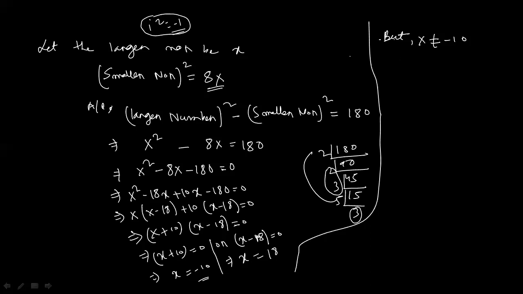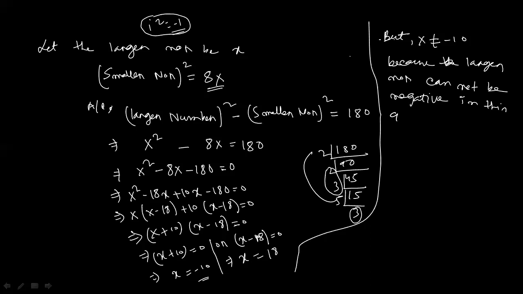Write down. x cannot be minus 10 because the larger number cannot be negative in this question. Because the larger number cannot be negative in this question.